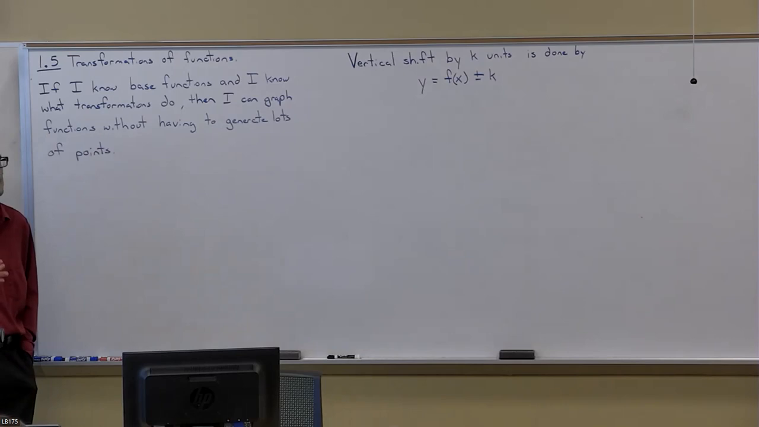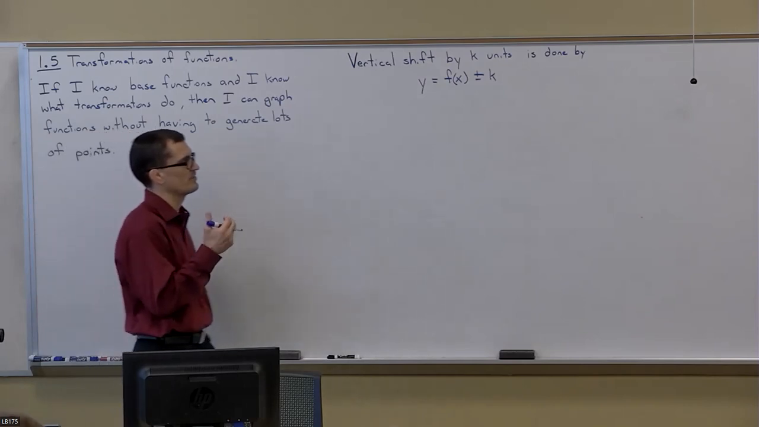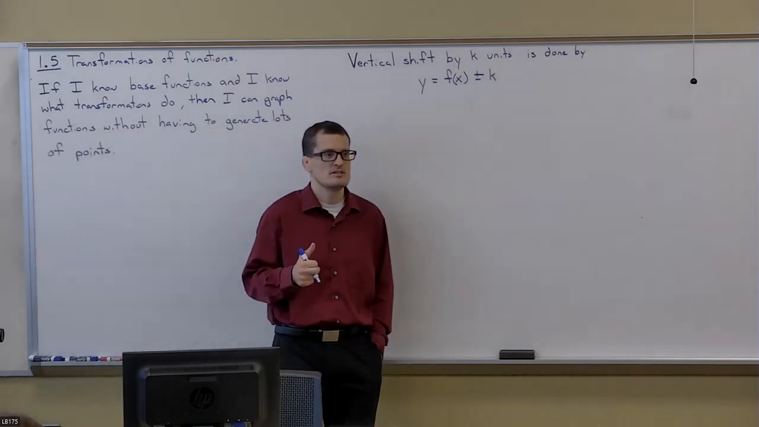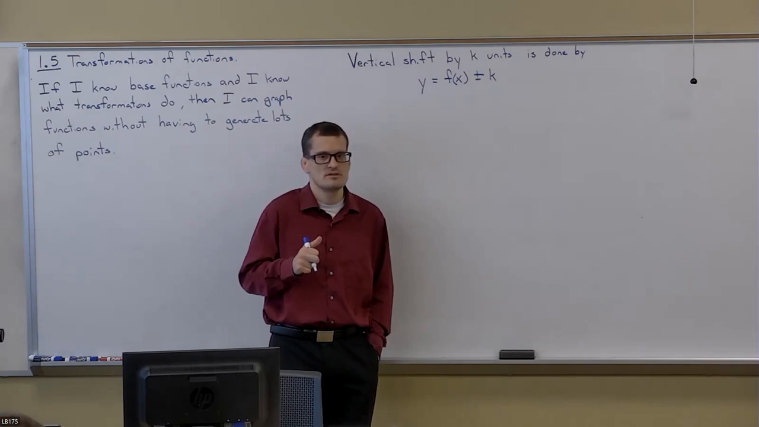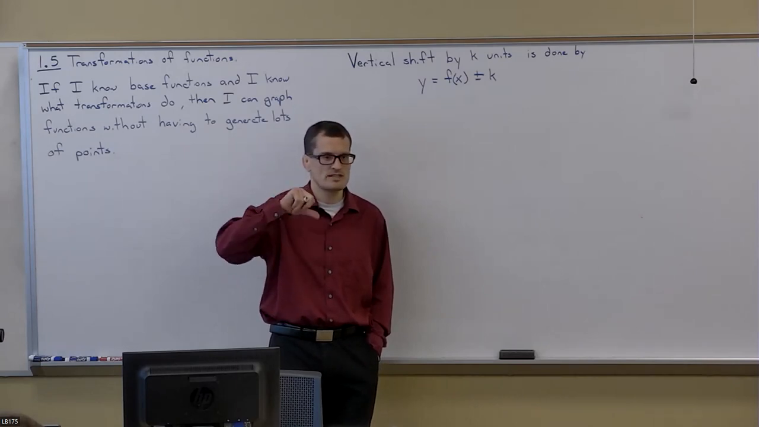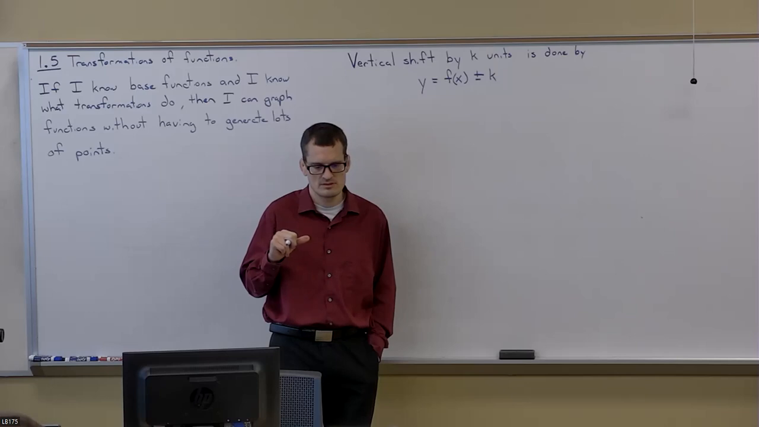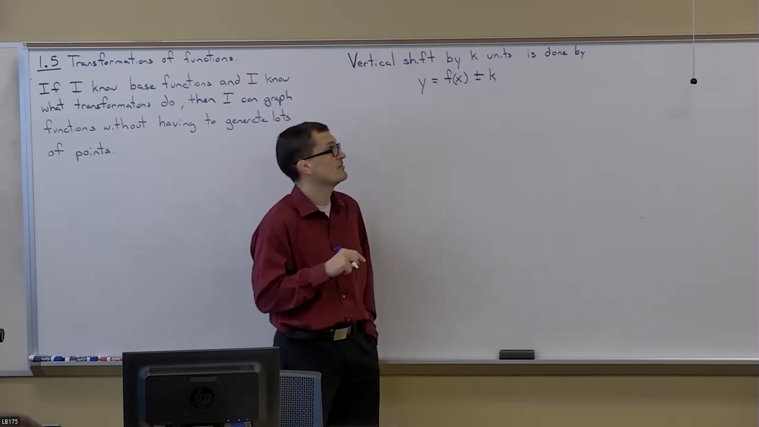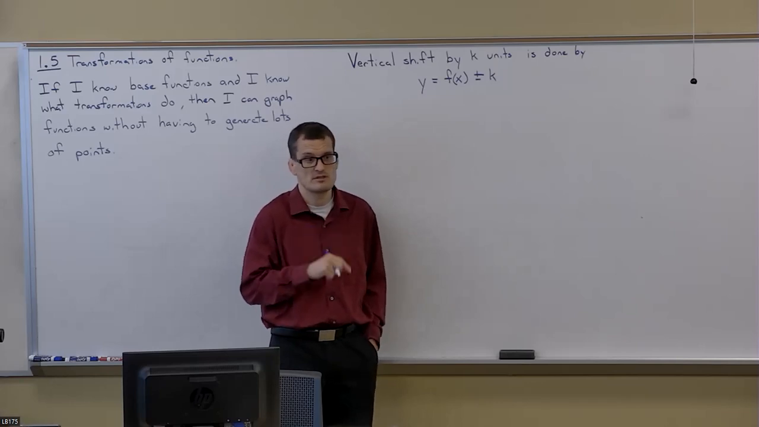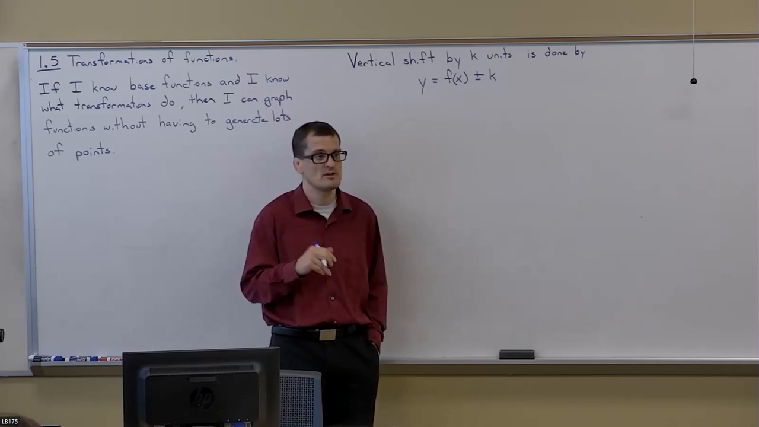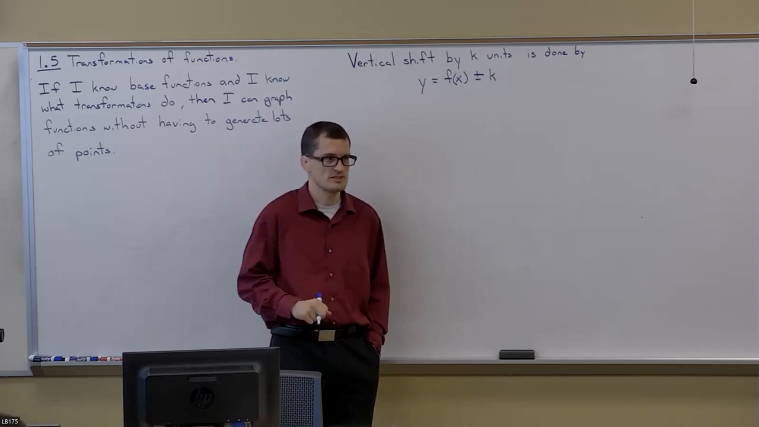So I want to take my function f of x and vertically shift it. I create a new function where it's f of x plus k if I want to shift it. Depending on whether k is positive, it'll shift it up. When you subtract a positive or add a negative, it shifts down. I like doing the plus minus. Think of k as positive, plus shifts it up, minus shifts it down.